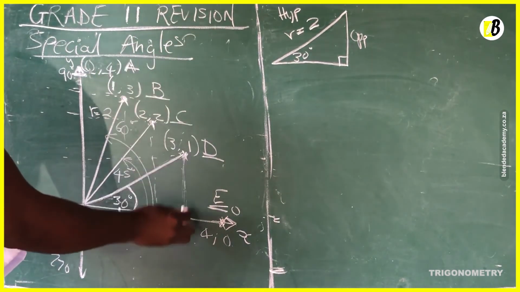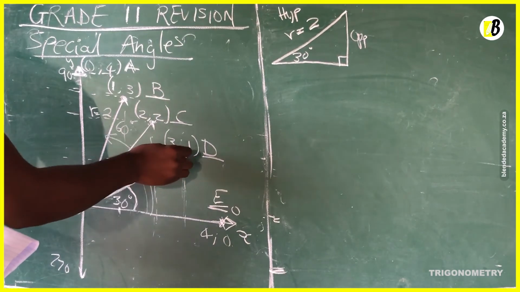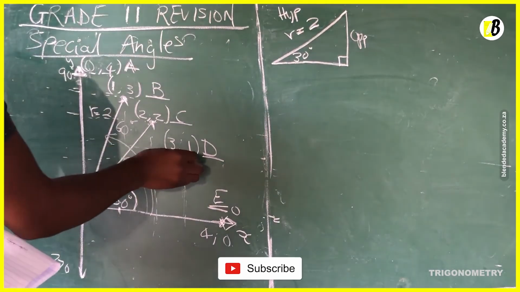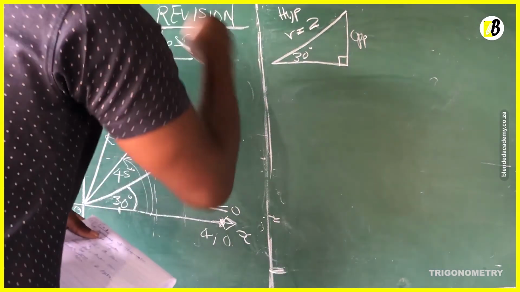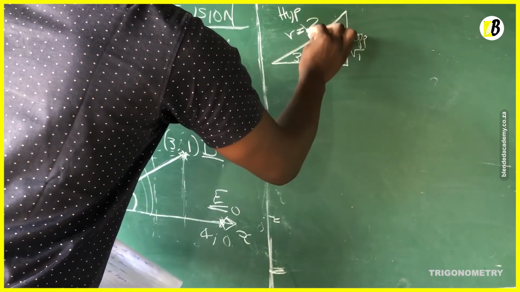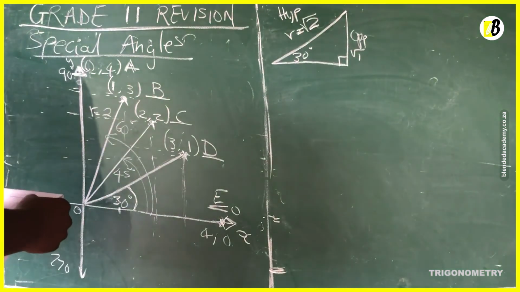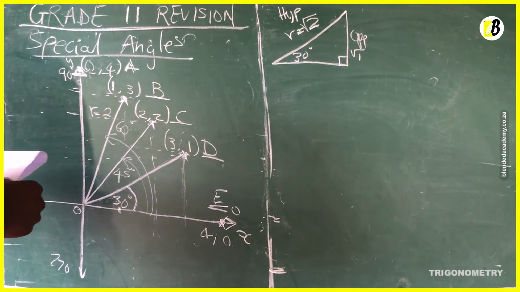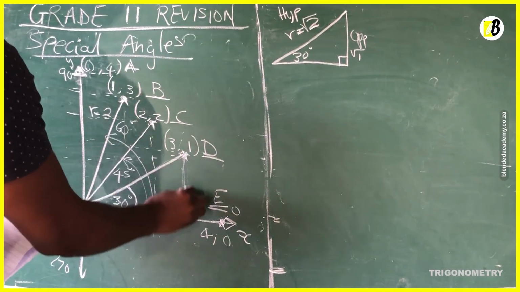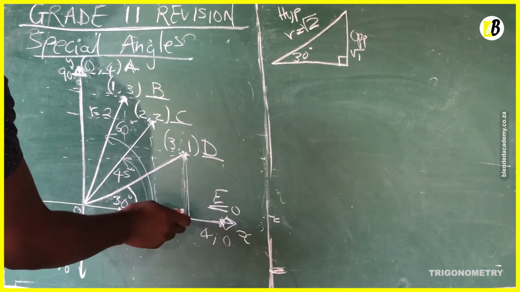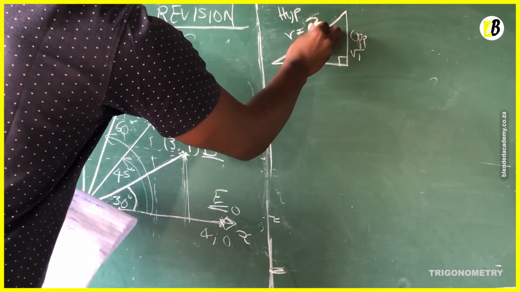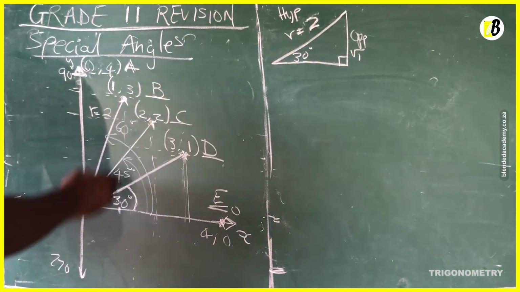That means our value for this length has to be our y-coordinate. So it's going to be square root of 1. Remember, we need to square all these values when dealing with special angles. Sorry, the R doesn't have to be squared. R is always equal to 2, as I said there.